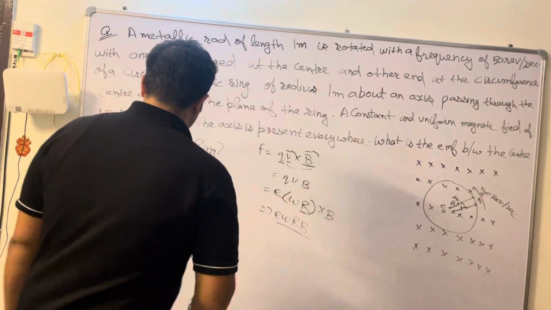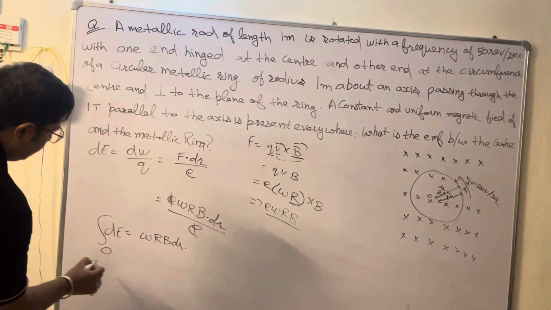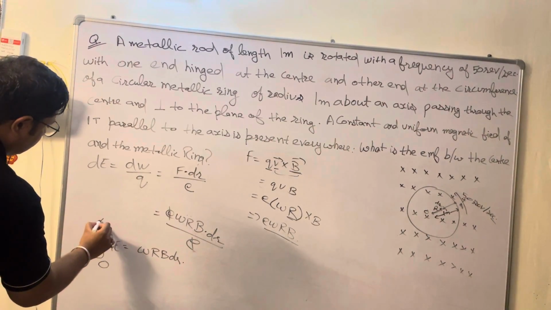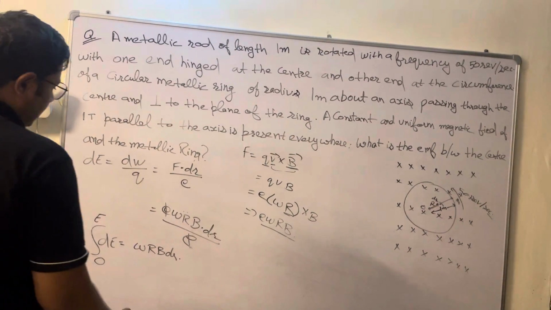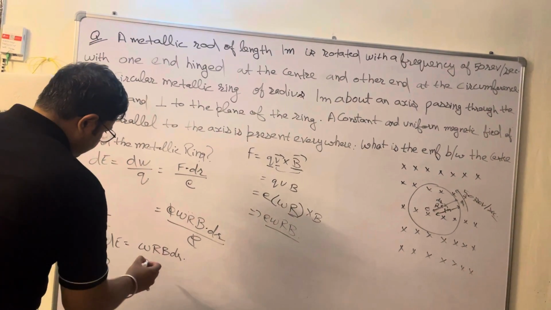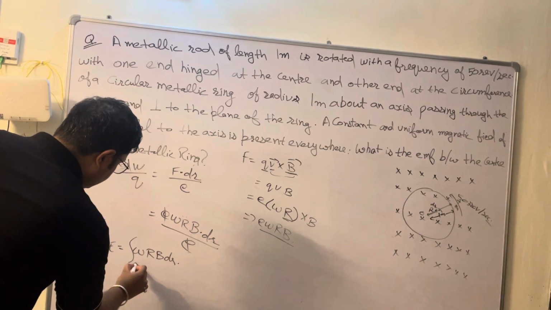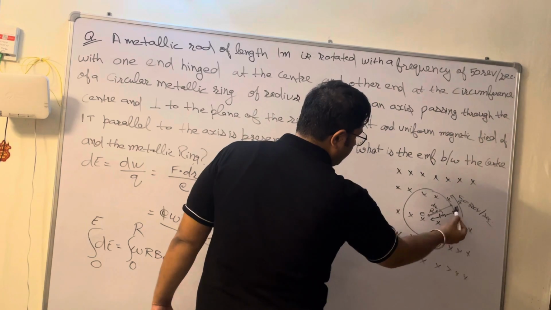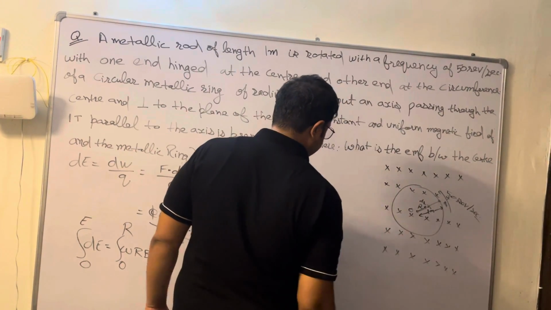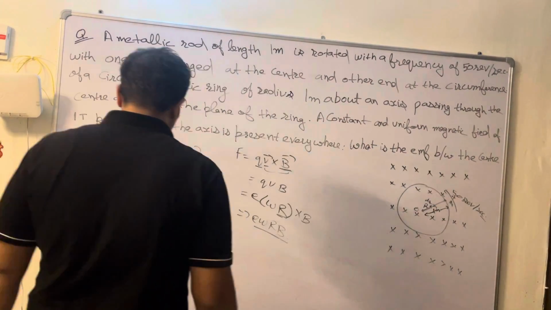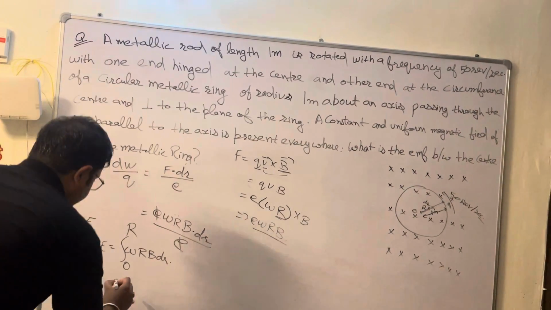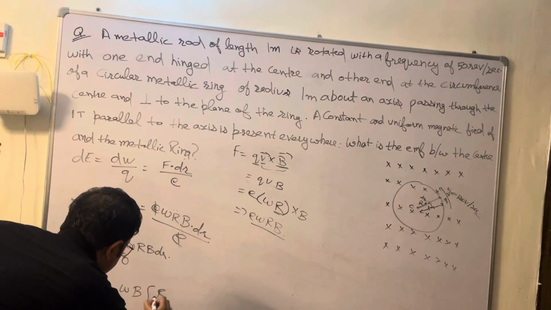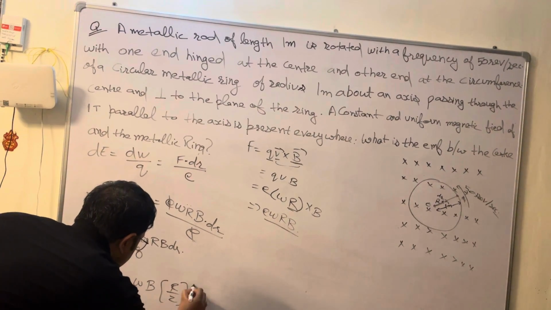We will now integrate from here to here. At the center the EMF is 0. At point A, at the circumference of the ring, the induced EMF is E. Here the distance changes from 0 to capital R, where R is the radius of the ring. So now let's integrate: omega times B times R squared over 2, from 0 to R.